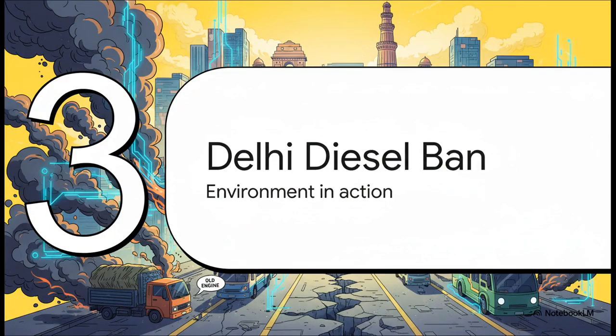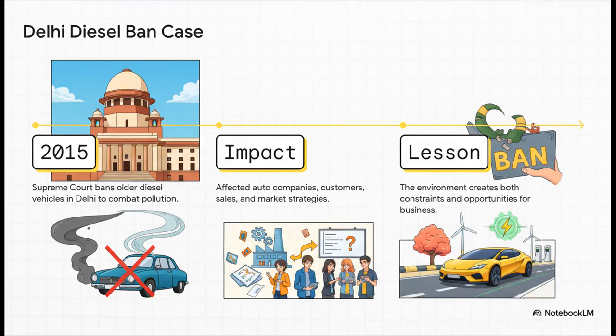Now, theory is one thing, but let's see how this stuff actually plays out in the real world. This case study about the Delhi diesel ban is a perfect example of the business environment causing a massive sudden change. It's a great one to remember for your answers. So, back in 2015, the Supreme Court of India, which is a legal force, right, banned older diesel vehicles in Delhi to fight pollution. The impact was immediate. It hammered automobile companies, totally changed what customers were buying, and forced a complete rethink of sales strategies.